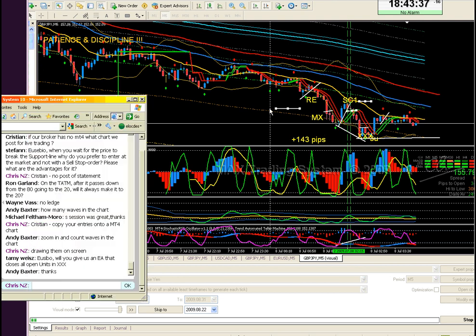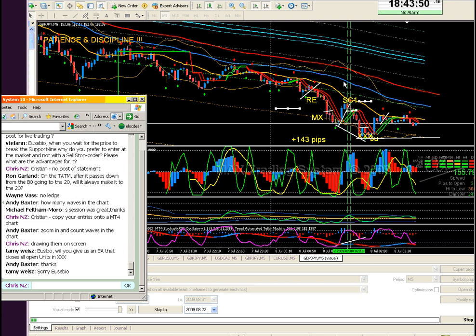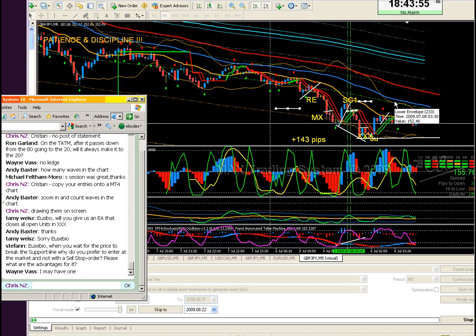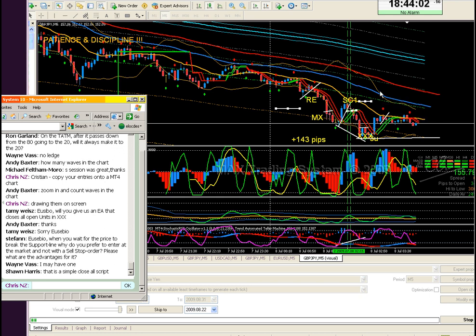Will you give us an EA that closes all open units in x86? I don't have an EA which closes all. I have simply an EA which monitors a stop loss. But you can find this EA easily on some Forex forum. You look for stop loss EA and you'll find. But if you want, I can give you the EA I'm using. And you will also find many scripts on the internet which will allow you to close all your open trades at once.